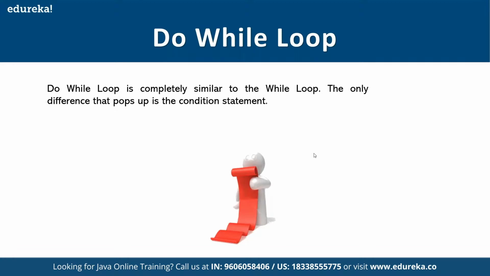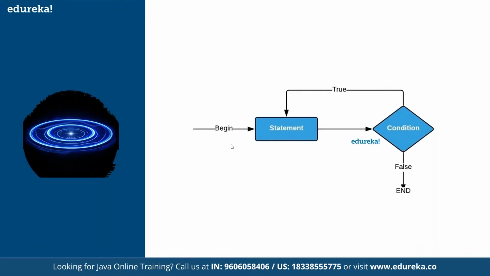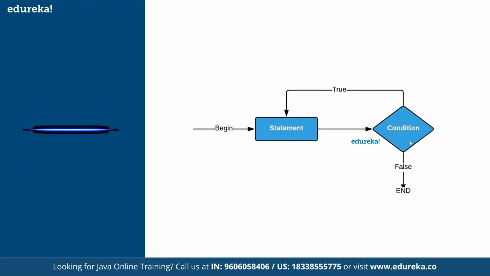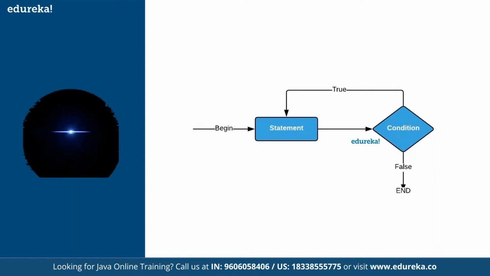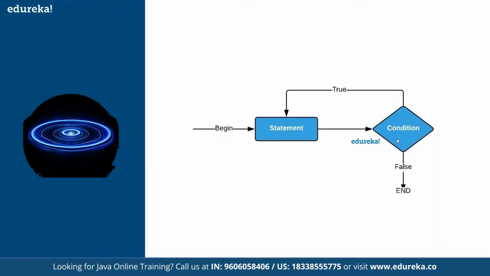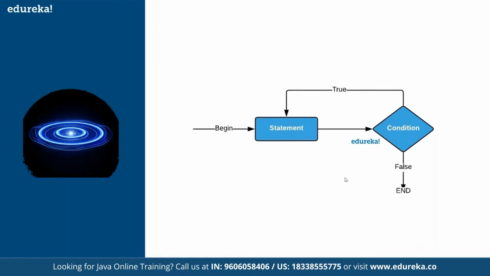If I want to show you a flow chart, this is how the flow chart of a do while loop would look like. First I begin, I execute my statement or a group of statements, and then I check a condition. If the condition is true, then I again execute the group of statements or single statement. I'll keep on iterating until the condition becomes false. When the condition becomes false, I'll exit the do while loop. So this is how the execution of a do while loop would look like.